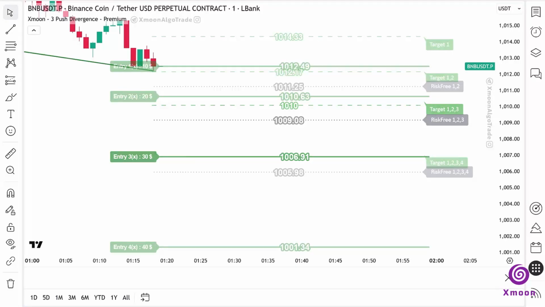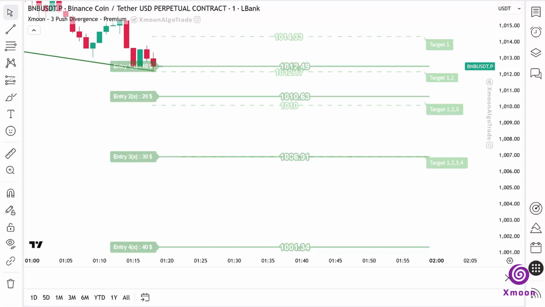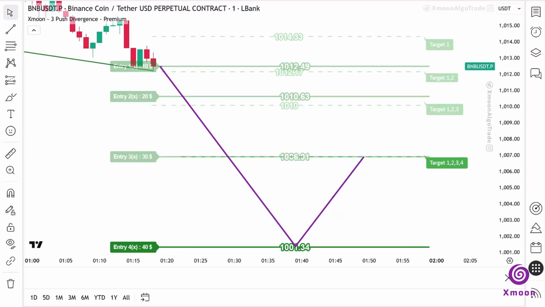Therefore, the validity of target lines is precisely comparable to that of risk-free lines. This implies that as soon as we enter the first step, target line 1 immediately becomes active and valid. When we proceed to the second step, target lines 1 and 2 are considered valid. When we then proceed to the third step, target lines 1, 2, and 3 are considered valid. And when we proceed to the fourth step, target lines 1, 2, 3, and 4 are considered valid, and this pattern of validation extends to all the subsequent steps.